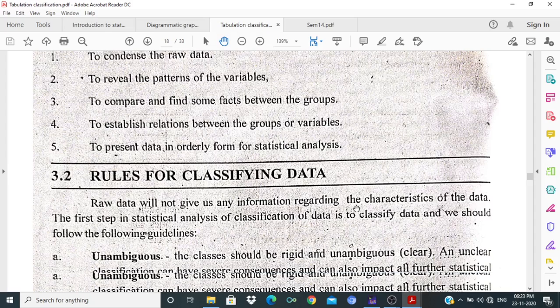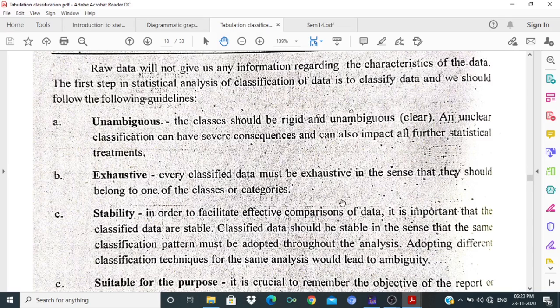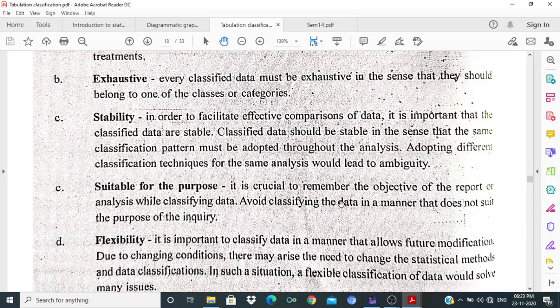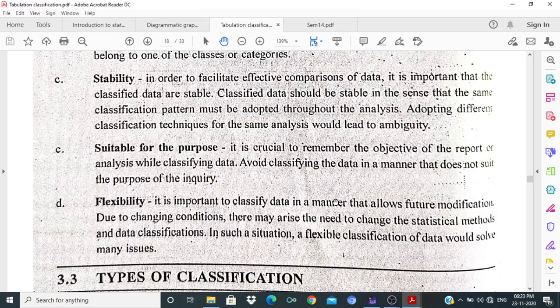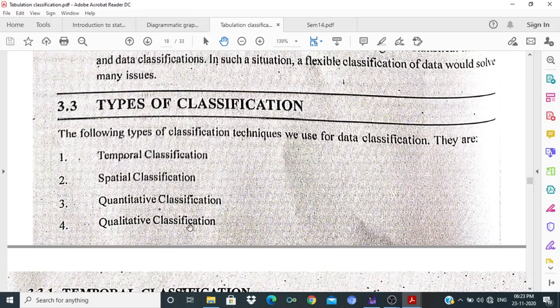There are some rules of classification. It should be unambiguous. It is exhaustive. It is to be stable for the purpose, suitable for the purpose, and flexible. These are the four types of classifications.